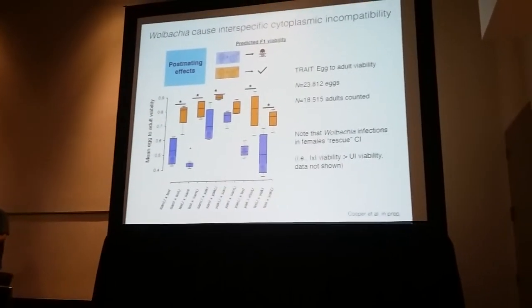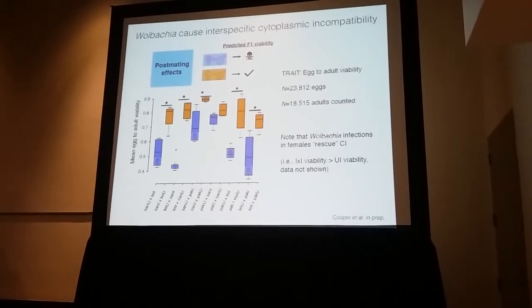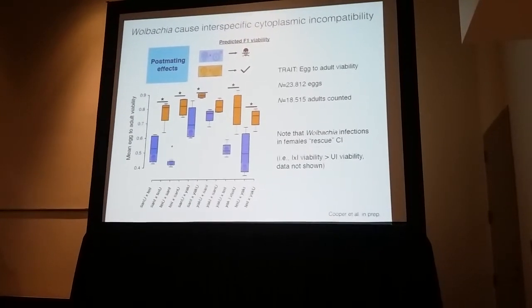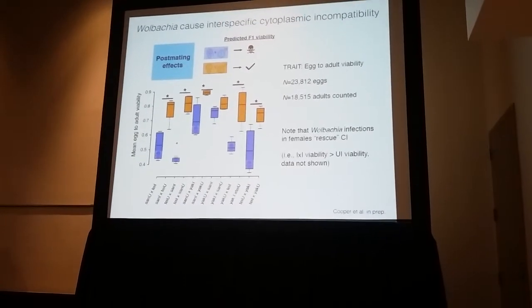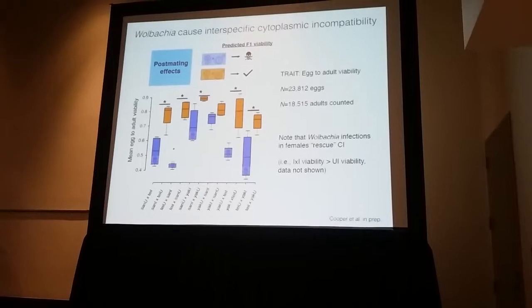And what we see is, first, what I'm showing you here are just the reciprocal crosses. So I'm not showing you all 4. The first thing I'll tell you is that females do rescue cytoplasmic incompatibility, but to make this figure a little easier, I'm only showing you the reciprocal crosses.